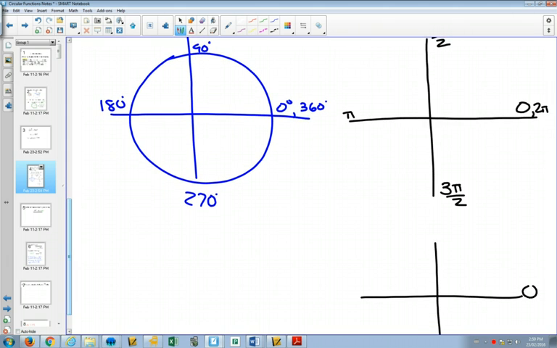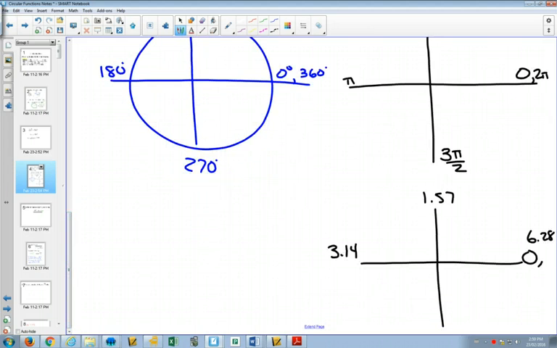If I use decimals, what could I also put for all the way around the circle as an approximation? 6.28. What could I put over here? 3.14. What about here? 1.57. Good. What about down here? 4.71. Good.